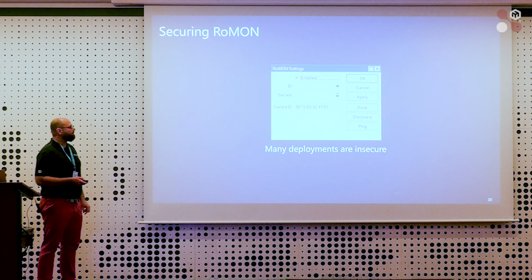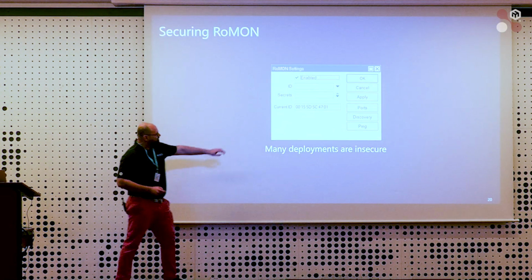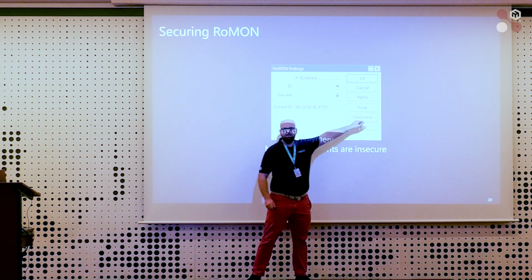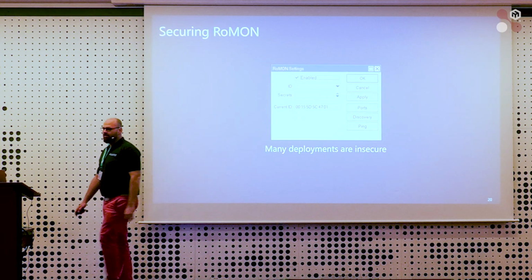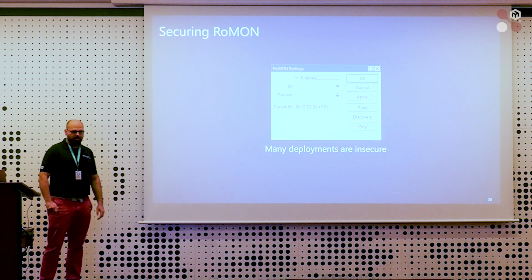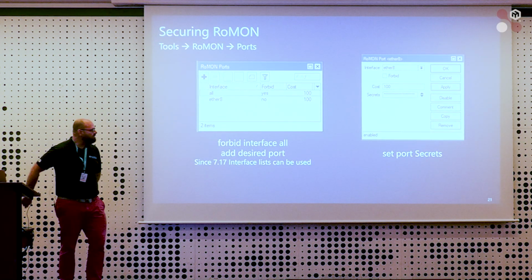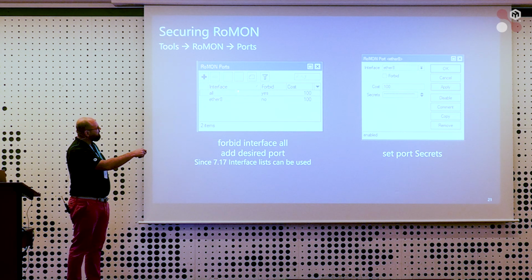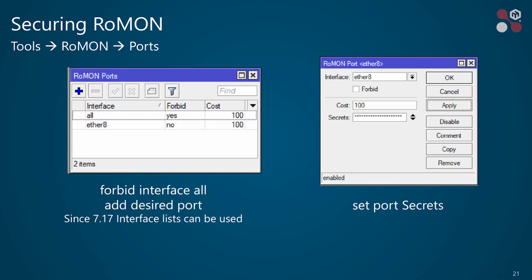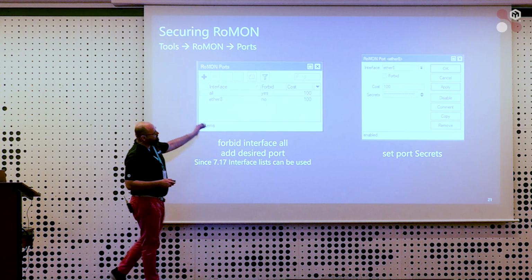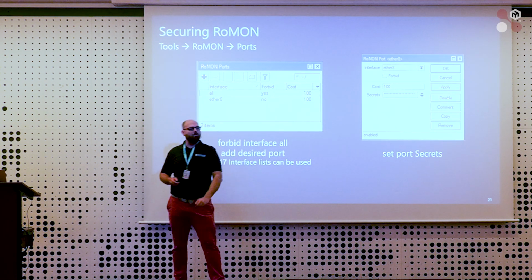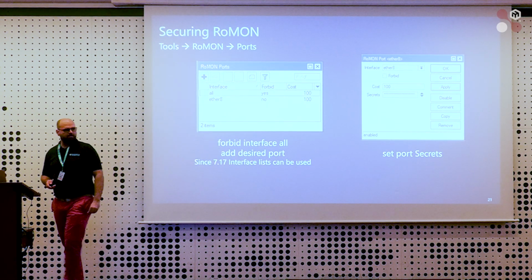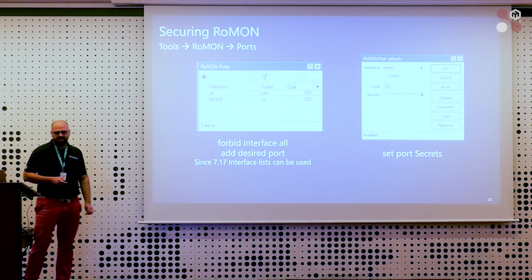What you should do is check from Romon, you can click the ports, and we can set which ports should be available. All ports are available by default, and in the newer version, this all row is there by default. You cannot disable or delete it. What you can do is open it and set the forbid setting. So you disable it by configuring the forbid setting to yes, and then you add just the port you need, and you can set the secrets also per port. Do it. It's always better.